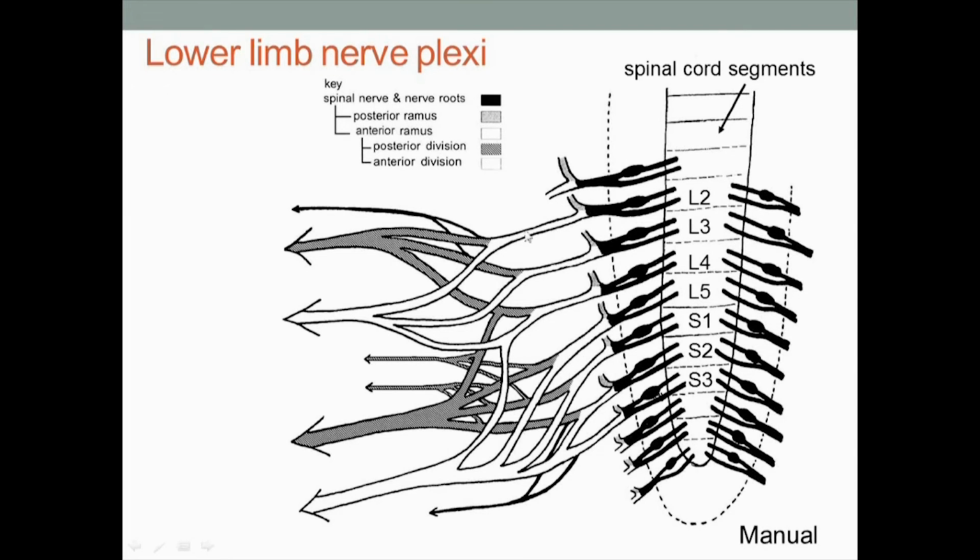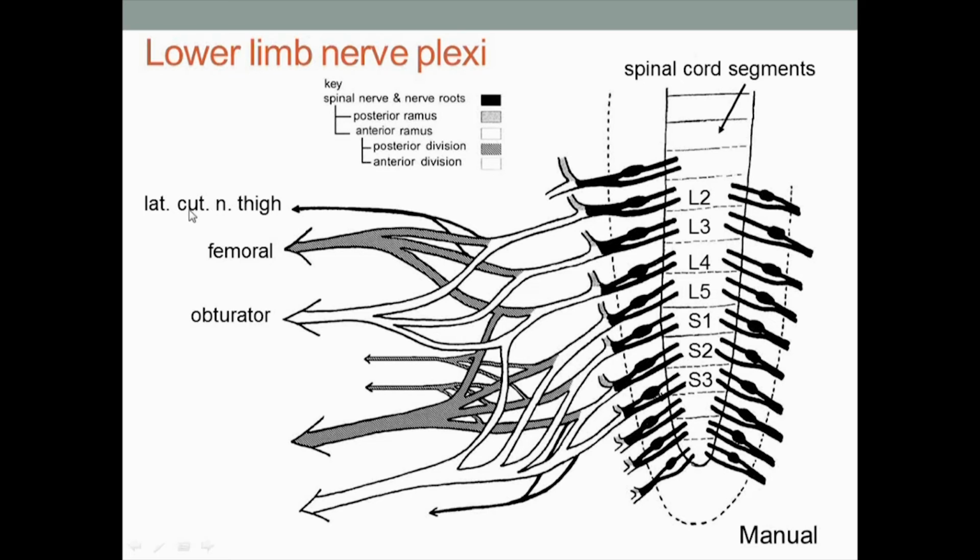What we can see now on this one is that each ventral ramus divides into anterior and posterior divisions, again as indicated on the key at the top here. And all of the posterior divisions from L2, 3 and 4 join to form the femoral nerve, whereas the anterior divisions of L2, 3 and 4 join to form the obturator nerve. Now we're going to talk about the functional significance of that later on, but that's the basis for the formation of these two main nerves.